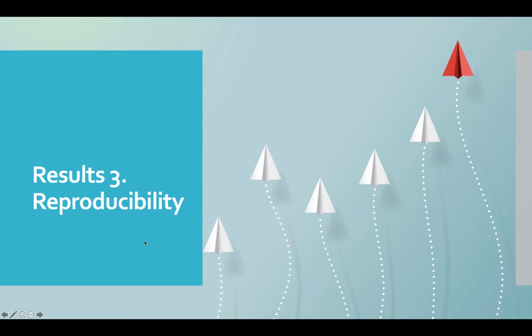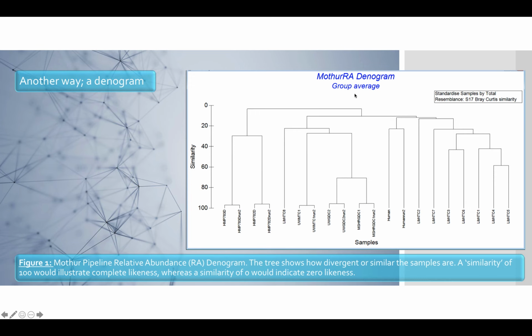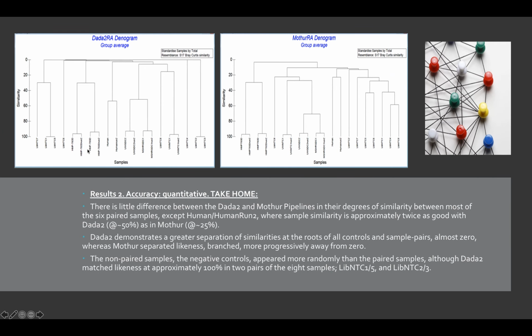Of the last of the three, reproducibility, I've done this two ways. One was with tables. These are quite similar. I'll go to another way quickly so we can see that data better. This is using dendrograms. This is the dendrogram for Mothur. Similarity down here would be 100%, so these are paired samples, and up here 0%, so these are not similar to those. We'll get them both up together so we can have a better look.